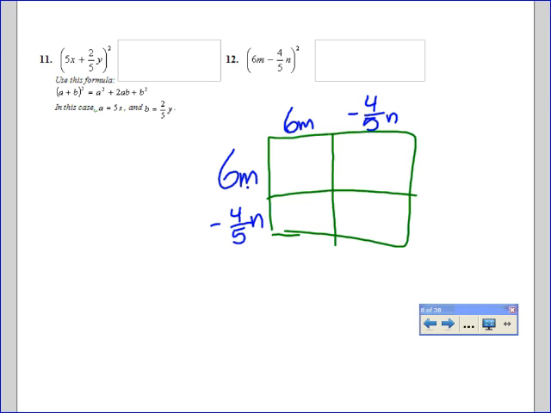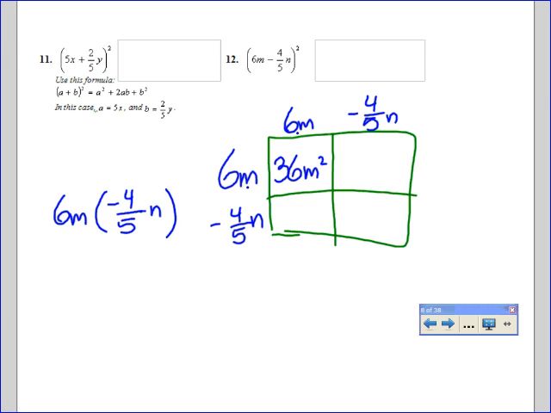Alright, so let's multiply this. The 6 and the 6, that's going to give you 36. And the m and the m, m squared. Now the next part, I'm going to write that over here on the left. I'm multiplying the 6m times negative 4/5.